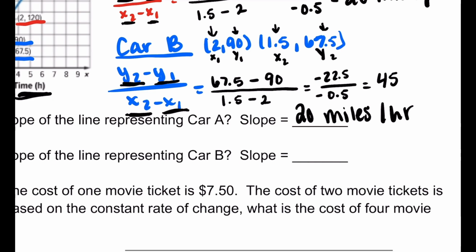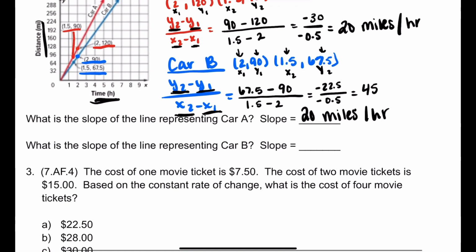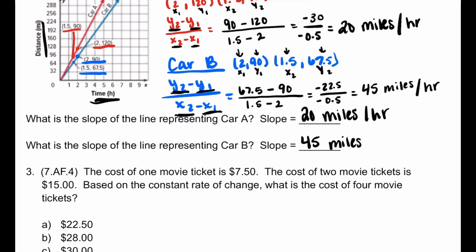Once again, we are still looking at the same labels, and it's Y per X. My Y label is miles per X, which is measured in hours. So I have 45 miles per hour.